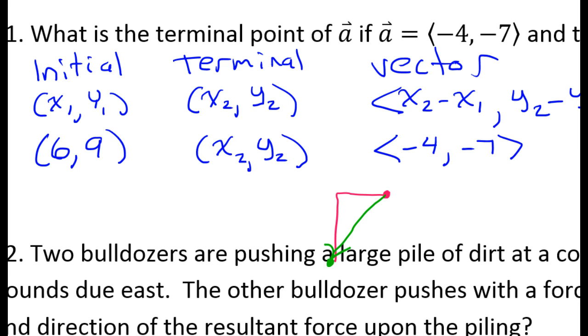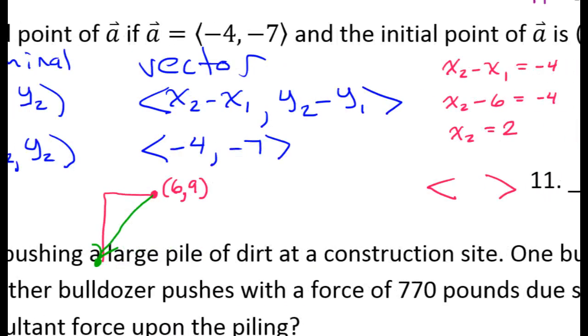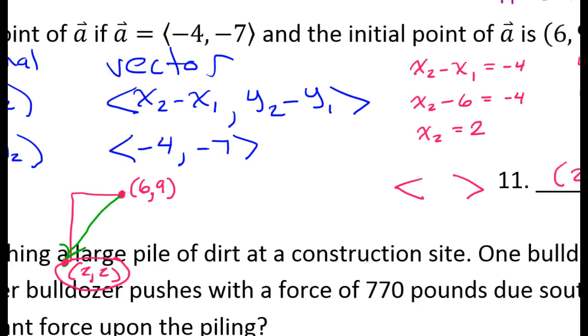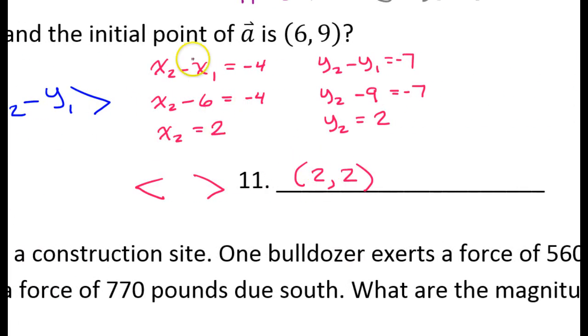So in this example, the initial point was 6, comma 9. That's just a point. So see how the parentheses are round? Because this is a single point, not a vector. And we just found out that the terminal point is 2, comma 2. So the end point is 2, comma 2. And again, these are both just regular points, not a whole vector. It's just the beginning point and the end point. This is the end point. It's just a regular ordered pair, so use rounded parentheses.